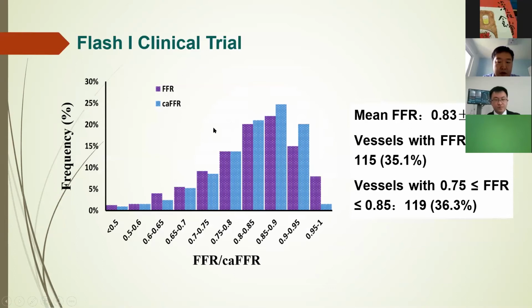In the 328 patients, this is the frequency of the FFR distribution. From the frequency FFR distribution, we can find most of the FFR is in the range from 0.65 to 0.95. The mean FFR value equals 0.83. FFR smaller than 0.80 is close to 35%. FFR larger than 0.7 and smaller than 0.85 is close to 36.3%.